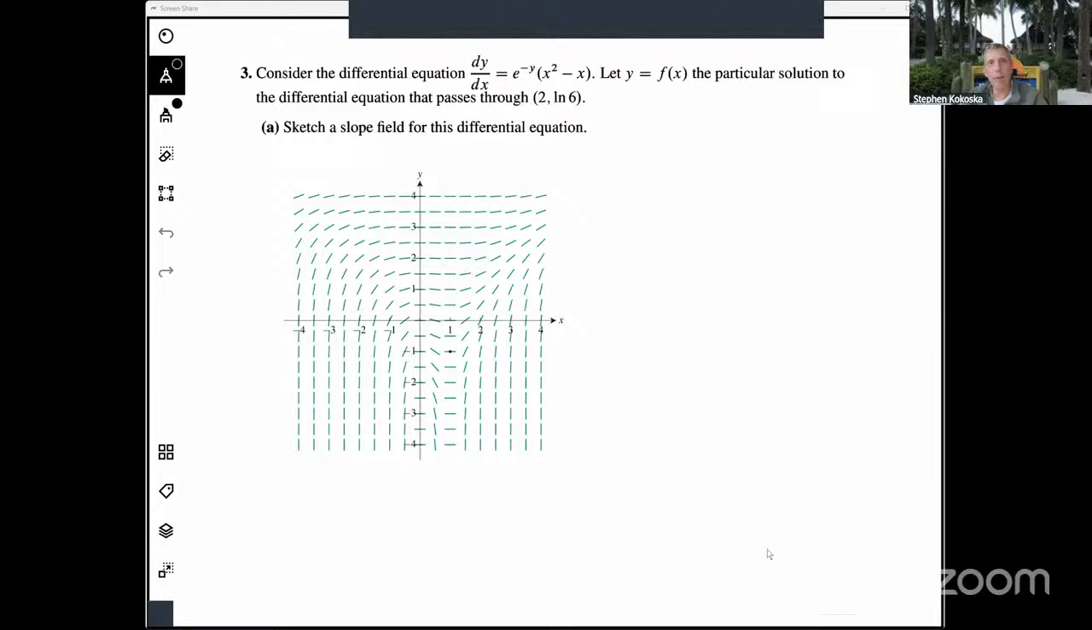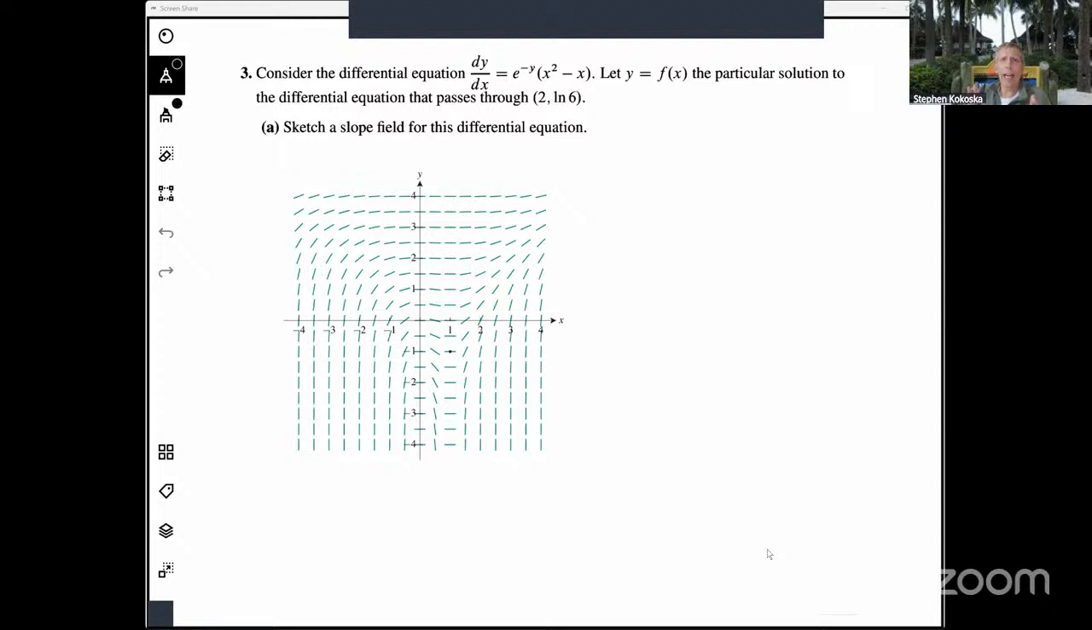I think maybe we can get through this one. There are some interesting questions in this last problem, number 3 tonight. Again, we have a differential equation, e to the minus y, x squared minus x. Y equal f of x is going to represent a particular solution to this DE, and it passes through the point, that's kind of weird, 2, log 6. The first thing I asked about was to sketch a slope field for this differential equation. I expanded my window a little bit on this one, going from -4 to +4 in both directions.